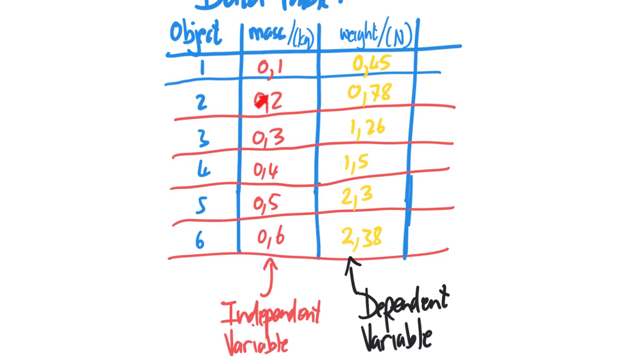When she places each of these objects, 1, 2, 3, 4, 5, and 6, on the scale, then going down this column, we can see that the spring would have expanded and stretched more and more and more and more, because heavier objects were placed on the end of it. So that's the dependent variable.